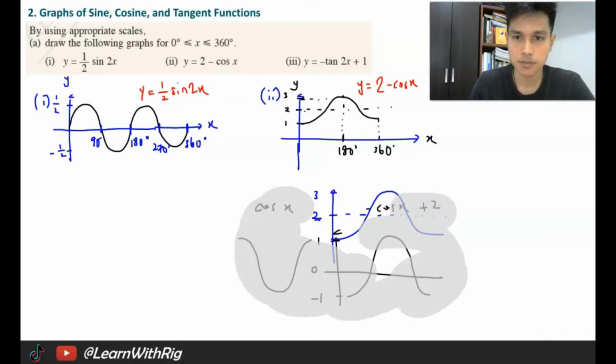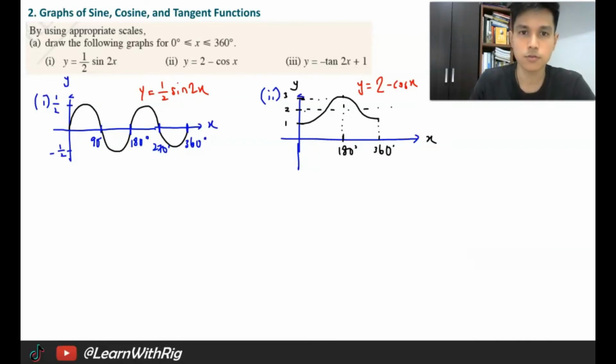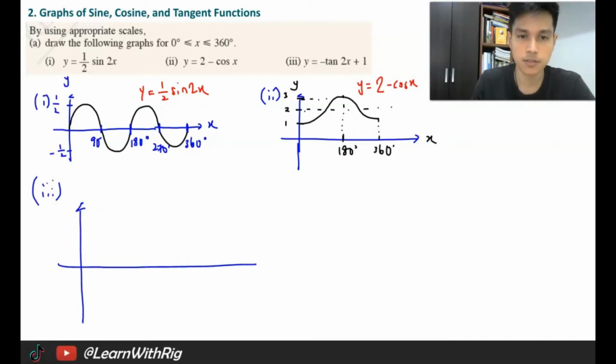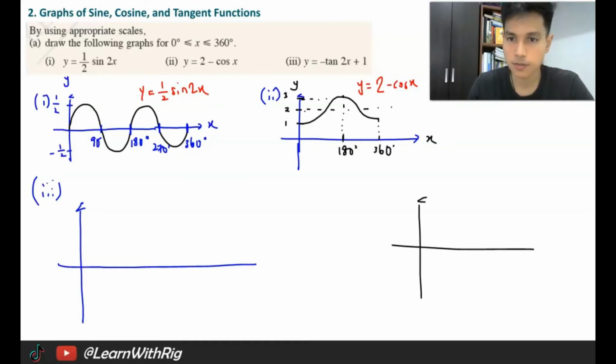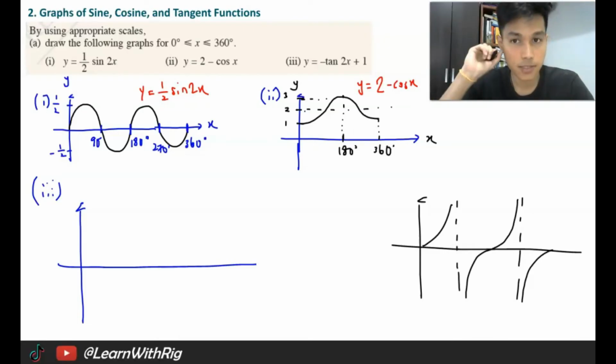Okay, wait, let me erase this. So tangent, let's see. Okay, I draw this bigger, then you all can see. So tangent, see, I told you all tangent is like this. Asymptote here, asymptote. Okay, this is just one full cycle of the tangent graph.